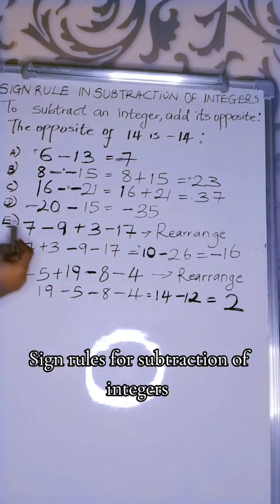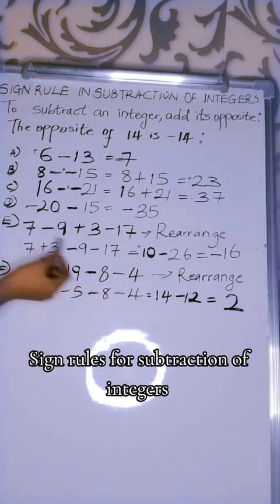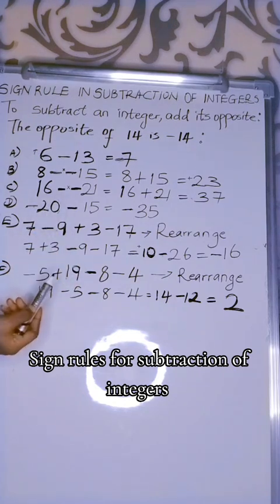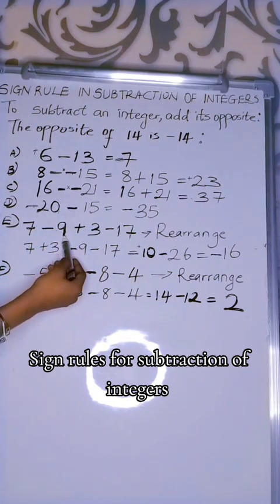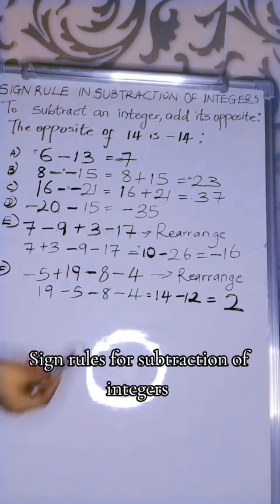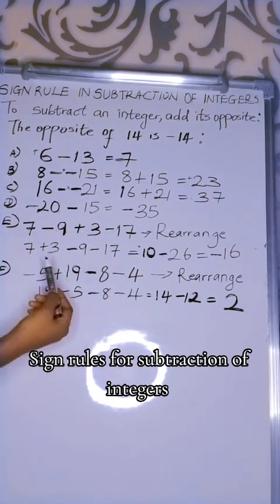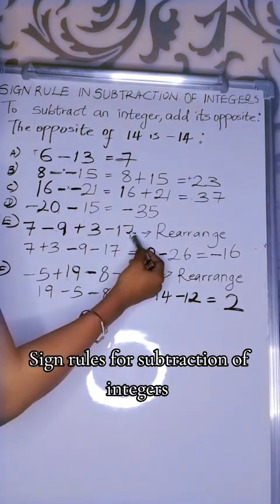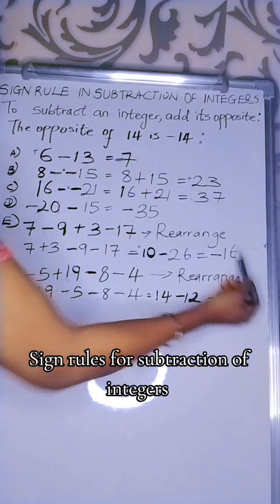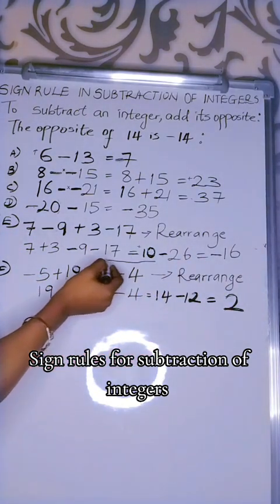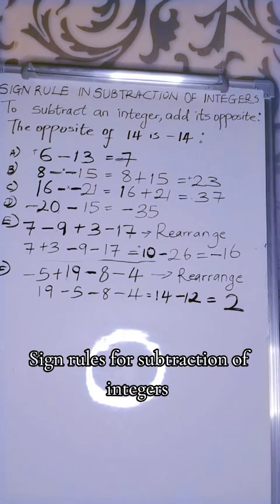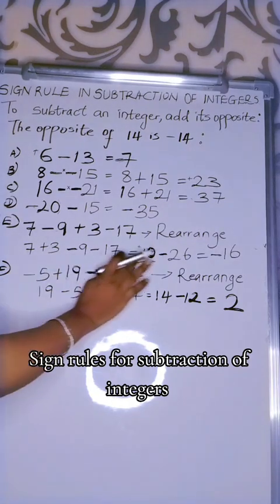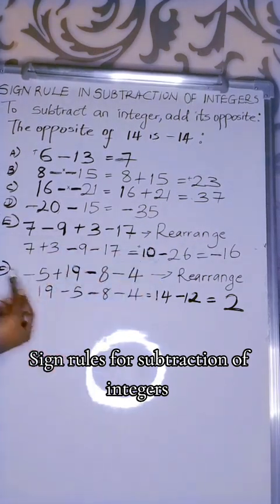If you decide to solve this straight, the equation 7 minus 9 is what? Minus 2. Minus 2 plus 3 is what? 1. Plus 1. Plus 1 minus 17 will still give you minus 16. But this is the best way to approach it. Why I use board maths is for you to get conversant with it. So let's go to the last question.